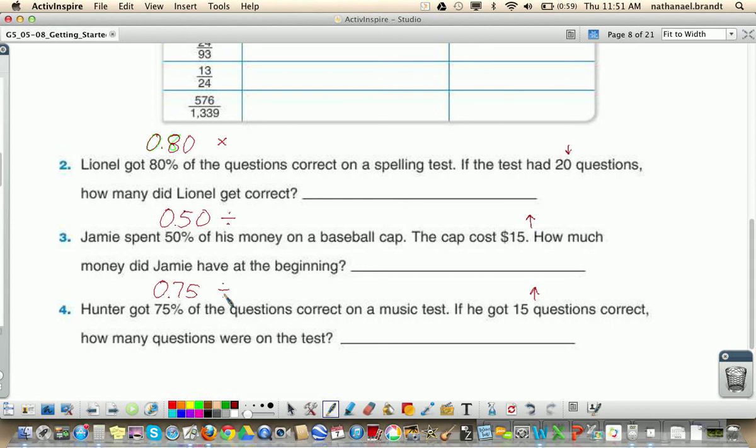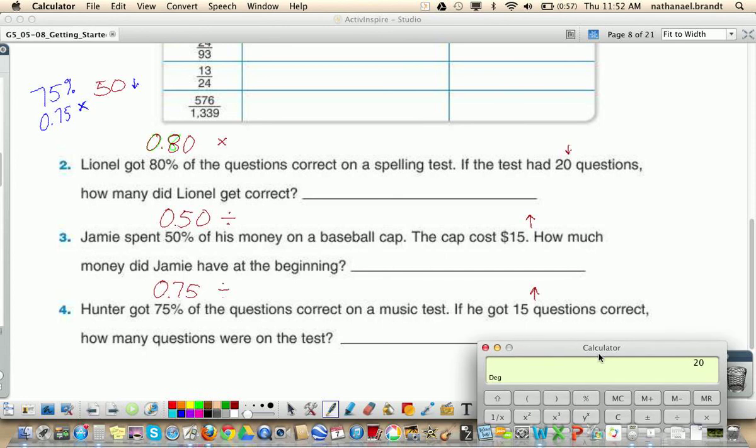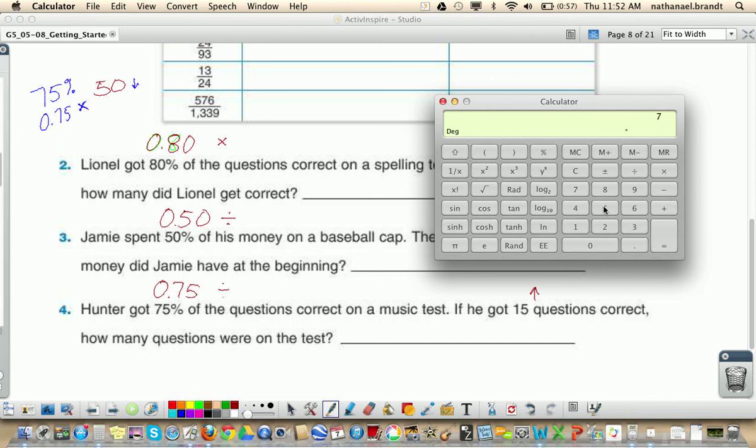So let's say that there is a test and there were 50 questions on the test, and whoever was taking the test received a 75% on the test. So our answer is going to be smaller since it's by a number smaller than 1, 75/100. We're going to take 50 and we're going to multiply it times 75/100. So I'll bring up my calculator. 50 times 75/100 equals 37.5.